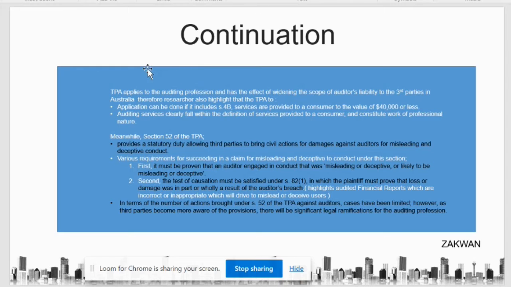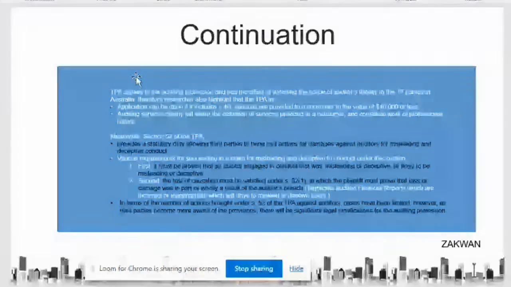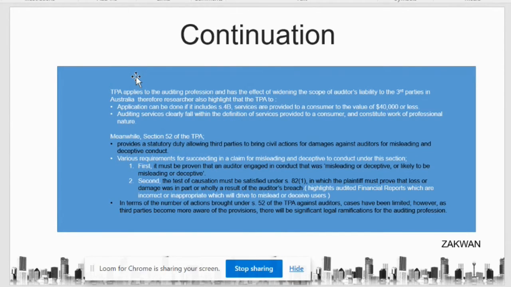Okay, next, we will continue with the scope of the Trade Practices Act, which I want to highlight, on the article, page 33. TPA applies to the auditing profession and has the effect of widening the scope of auditors' liability to third parties in Australia. Therefore, researchers also highlight that the TPA application can be done if it includes Section 4B, which is services provided to a consumer to the value of 40,000 or less. Auditing services clearly fall within the definition of services provided to a consumer and constitute work of a professional nature.